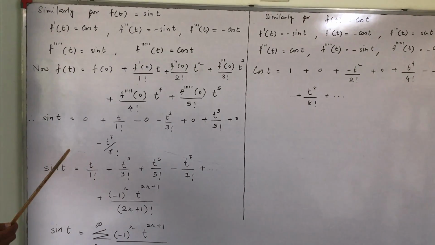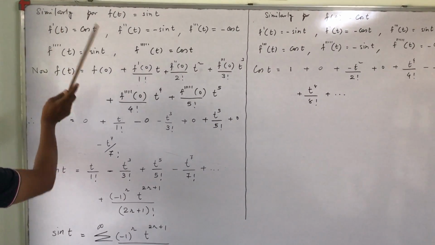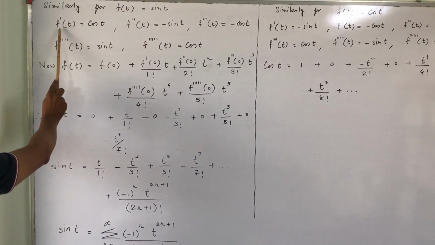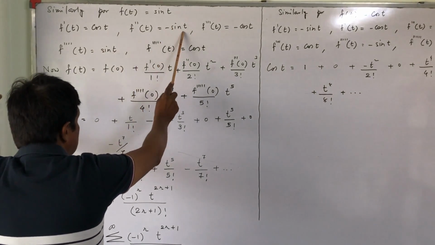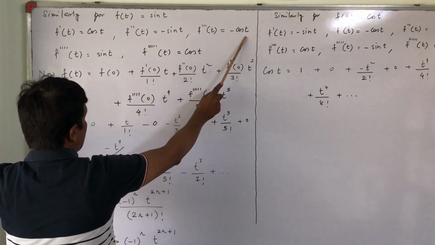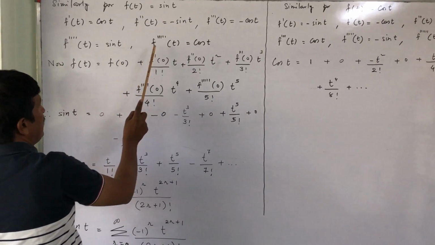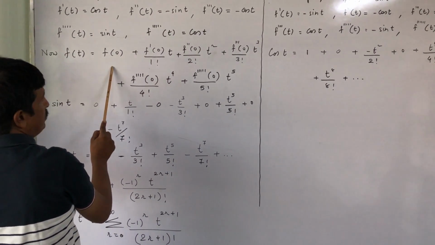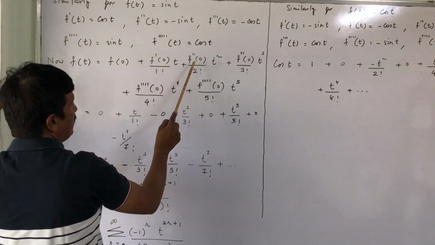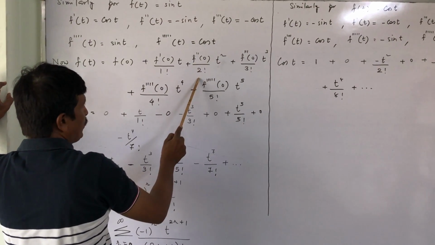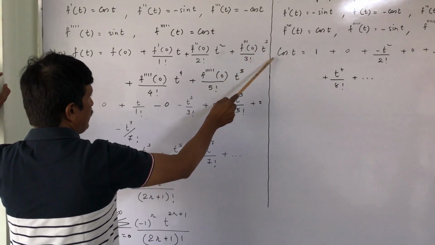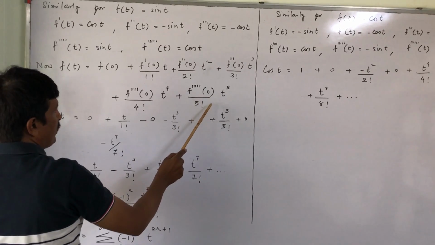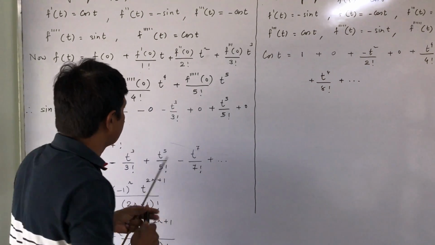Writing a function in the form of an infinite series continued. Similarly, for f of t equal to sin t, f dash t is cos t, f double dash t is minus sin t, f triple dash t is minus cos t, f four dash t is sin t, and f five dash t is cos t. Now f of t equal to f of 0 plus f dash 0 upon 1 factorial into t plus f double dash 0 upon 2 factorial into t square plus f triple dash 0 upon 3 factorial into t cube, f four dash 0 upon 4 factorial into t raised to 4, f five dash 0 upon 5 factorial into t raised to 5 plus and so on.